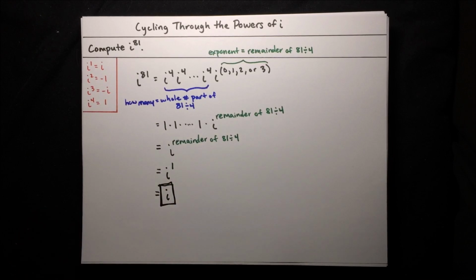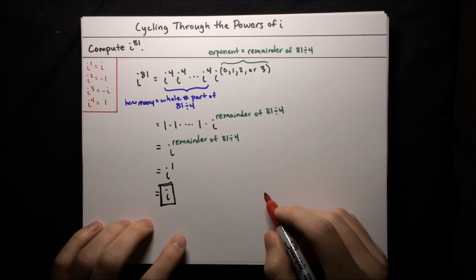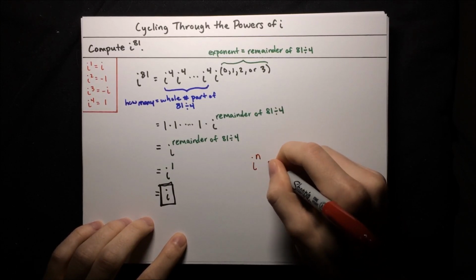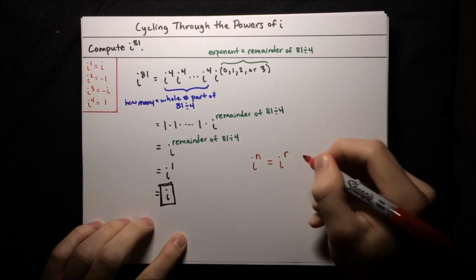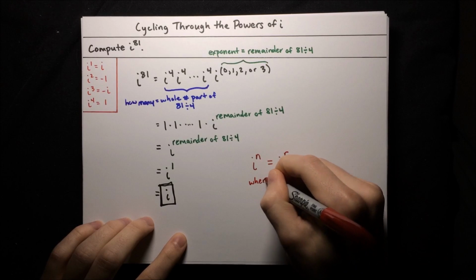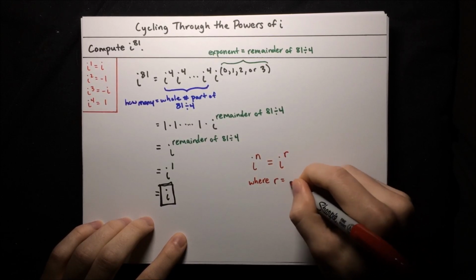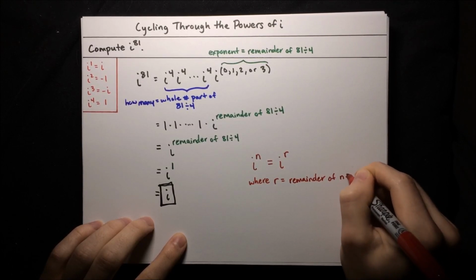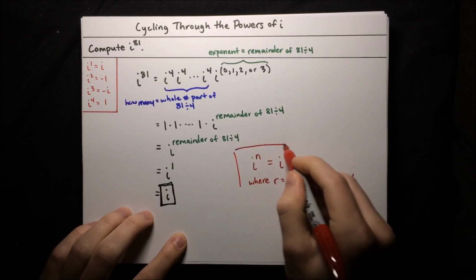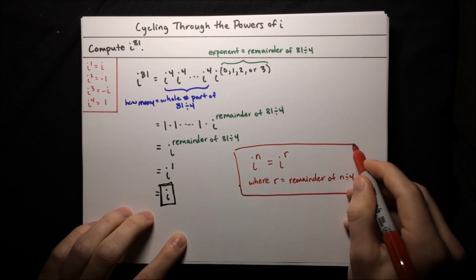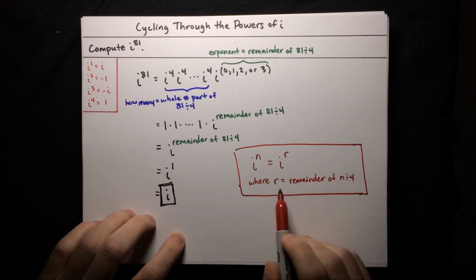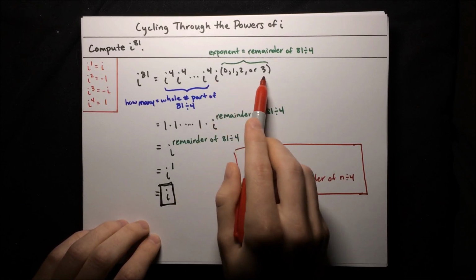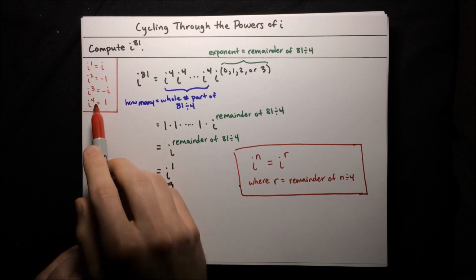We've got it. Now, to sum up what we did here, we uncovered another really cool general principle: in general, I to the nth power is equal to I to the rth power, where r is the remainder of n divided by 4. And that's going to be really useful when we want to compute I raised to some very large power. All we have to do is find the remainder when we divide that power by 4. That remainder will be either 0, 1, 2, or 3, and then we can just reference our table of key powers here.